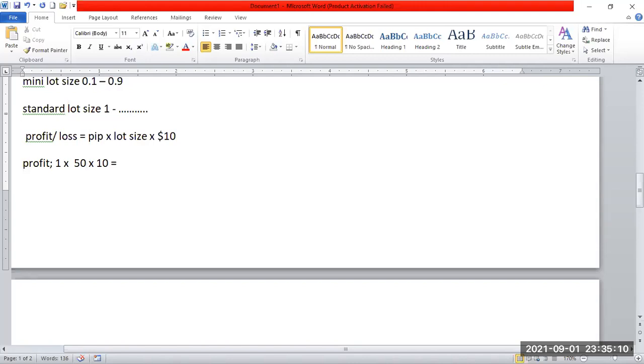And we have a lot of traders doing this. So imagine if you can catch 100 pips in one day and you used a lot size of maybe 0.5, for instance. Let's say you can catch 100 pips in one day.